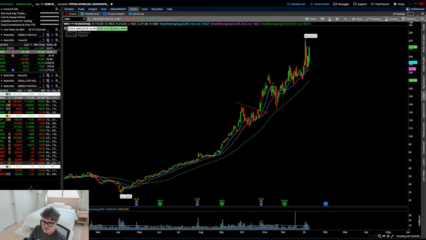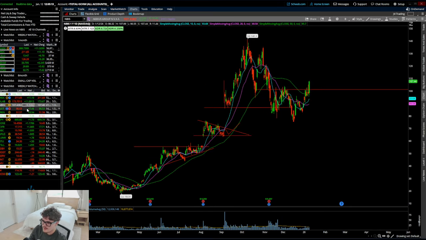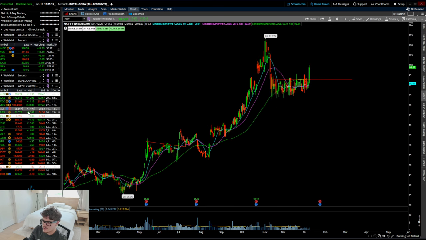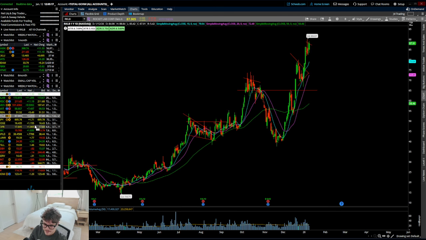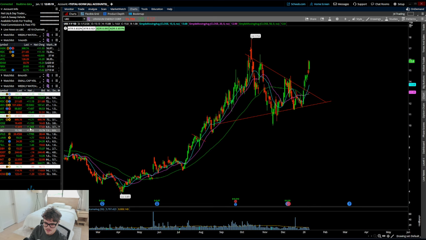You guys get the gist. You want to see a breakout on high volume. That's going to confirm that it's sustaining. And obviously there's buying pressure. So that's something to look at. But again, high tight flag. This is a good example.